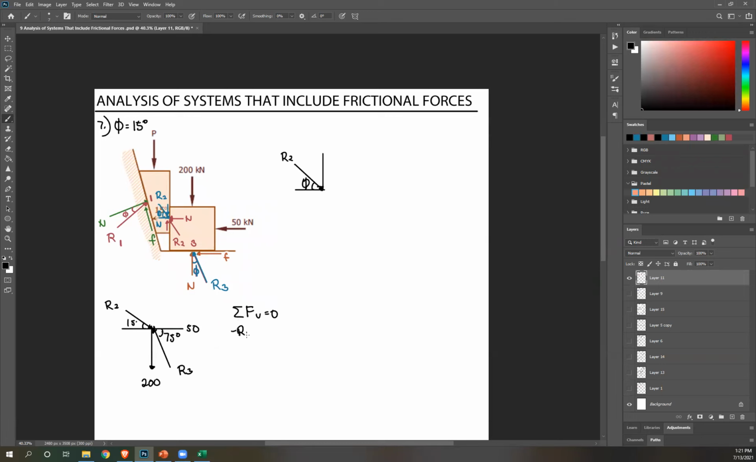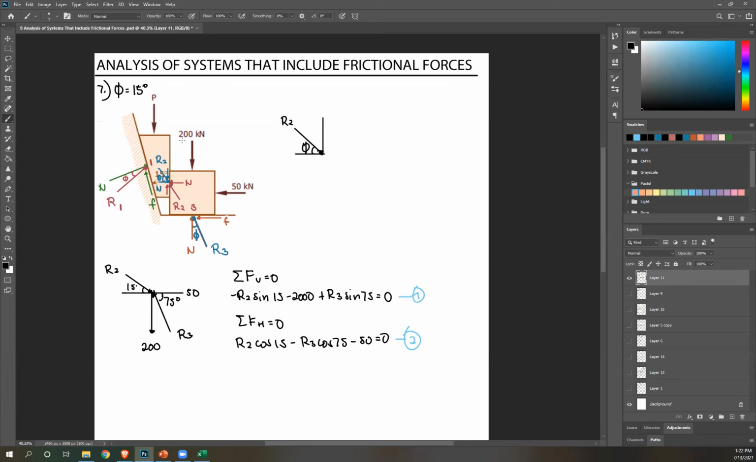Negative R2 sine 15 minus 2000 plus R3 sine 75 equals 0. This is your equation number 1. Next, summation of forces horizontal equals 0. R2 cosine 15 minus R3 cosine 75 minus 50 equals 0. And this is your equation number 2.